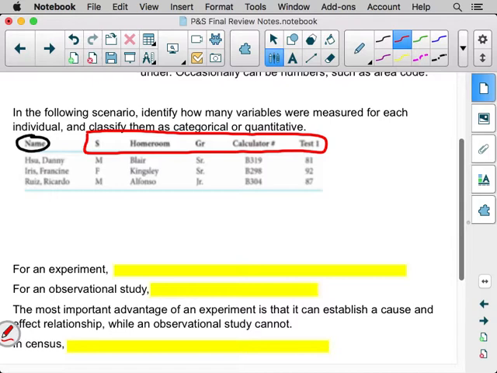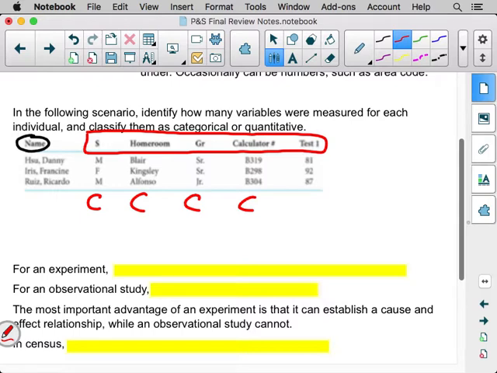So the first one, sex, male or female. Well, that would be categorical, right? Any word response is automatically categorical in nature. Homeroom, that would also be categorical, okay? Those are word responses. Grade level, that would be categorical. Again, freshman, sophomore, junior, senior. Calculator number, now here's one, they are numbers, but it doesn't make sense. Do you want to average your calculator numbers of your class? No, that makes no sense. So technically these would be categorical as well.